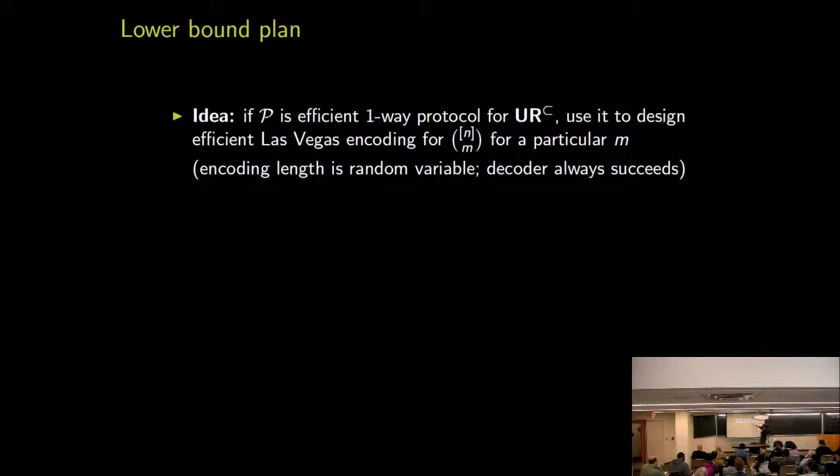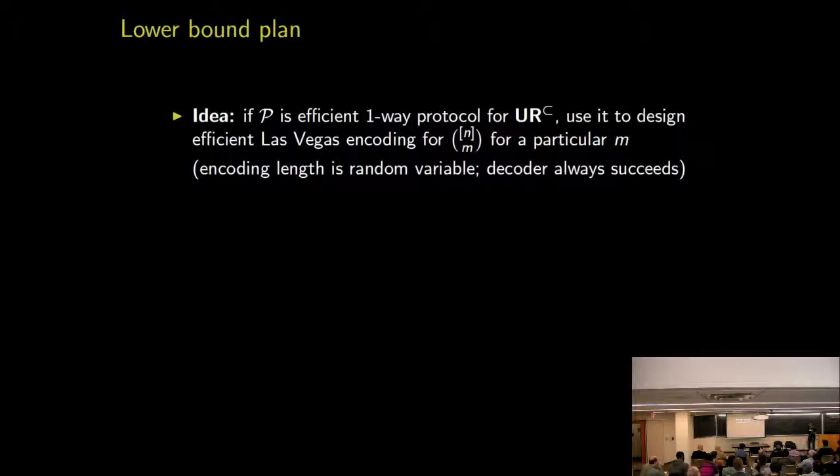So suppose you had a really efficient communication protocol P for universal relation. I'll use it to design an encoding scheme for size m subsets of 1 up to n. How many of those are there? It's n choose m, which is roughly (n over m) to the m. So any encoding scheme which maps size m subsets into bit strings of length L had better have L at least log of n choose m, which is roughly m times log of n over m.